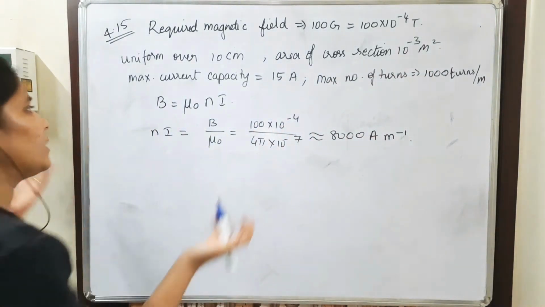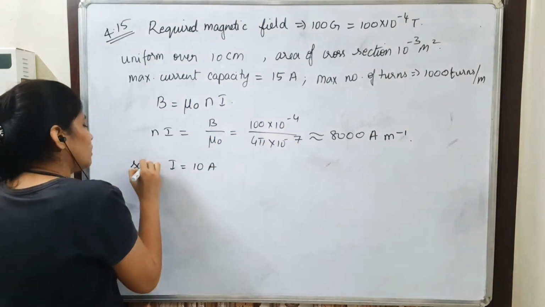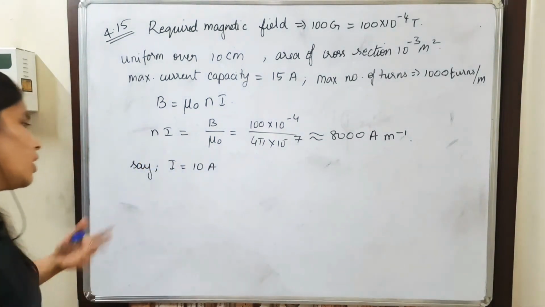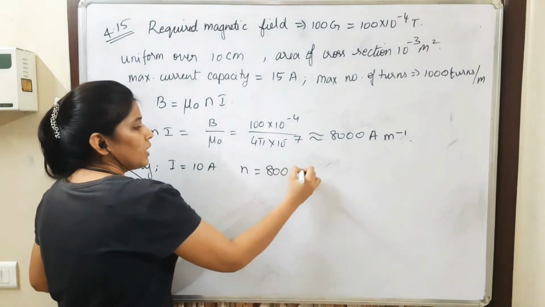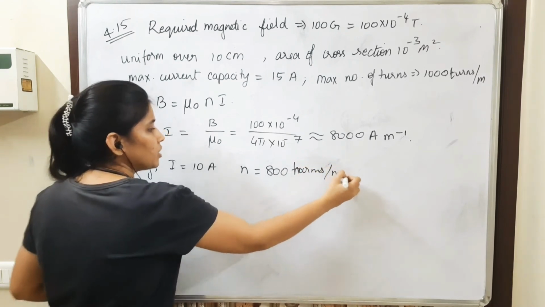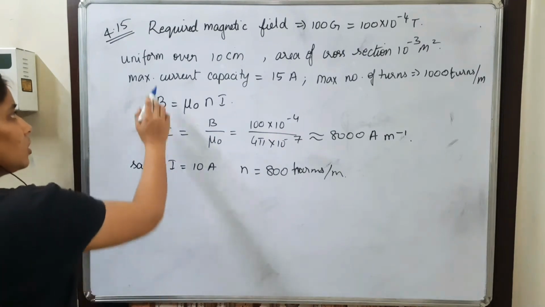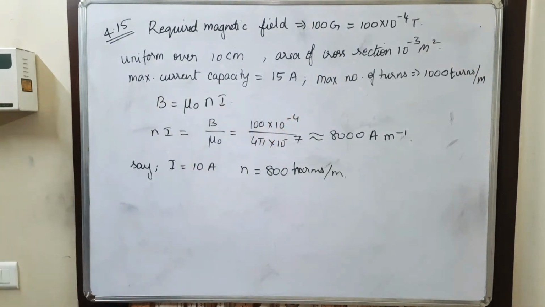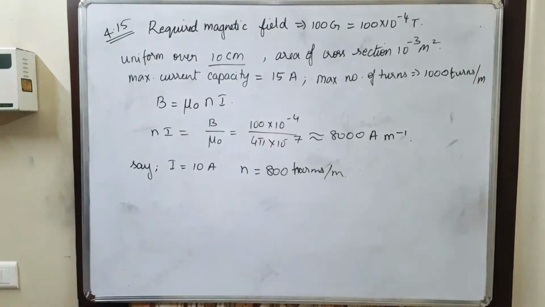So let us say if we take I is equal to 10 ampere. Then what will be the number of turns? So the number of turns must be 800 turns per meter. So we are satisfying both the quantities, both the maximum current capacity and the maximum number of turns. And what about the length of the solenoid? You need a uniform field for 10 centimeter.